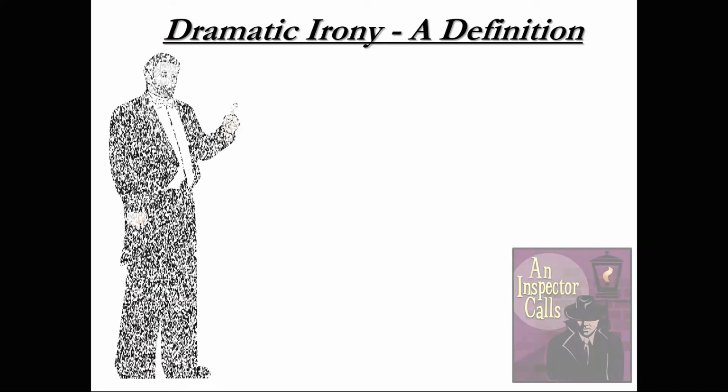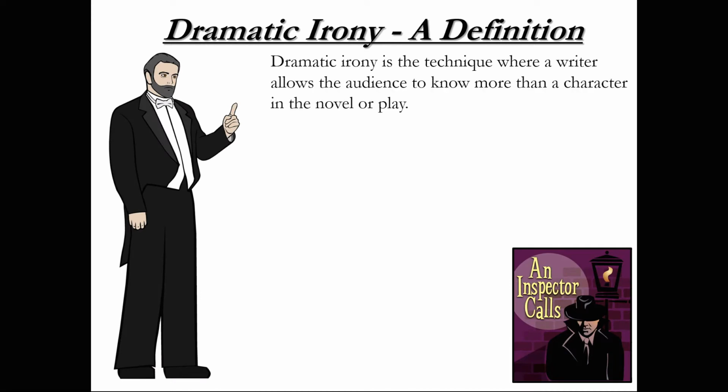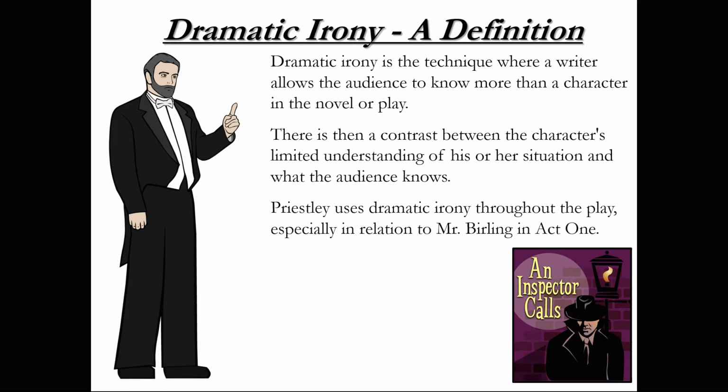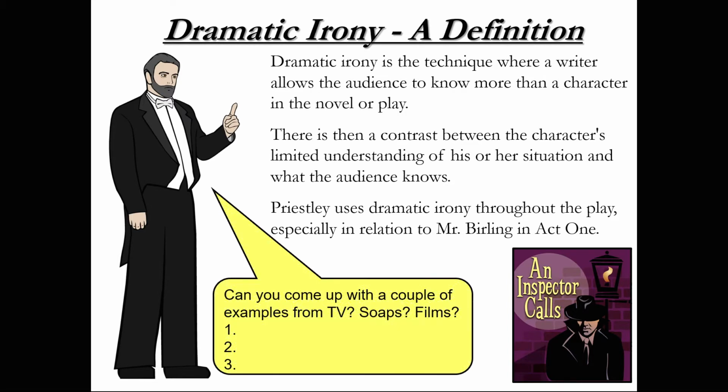Right, so a starting point then, dramatic irony, a definition. It's a technique where a writer allows the audience to know more than a character in a novel or a play. There develops a contrast between what you know as the audience member or reader and what certain characters know, i.e. you know more. You are better informed about his or her situation and thus you are more engaged. Priestley uses it throughout the play, but particularly in relation to Mr. Birling in Act 1, and these are the scenes that we're going to focus on.